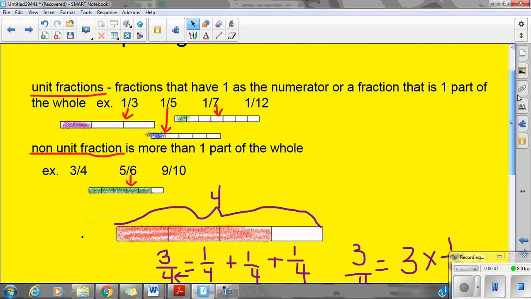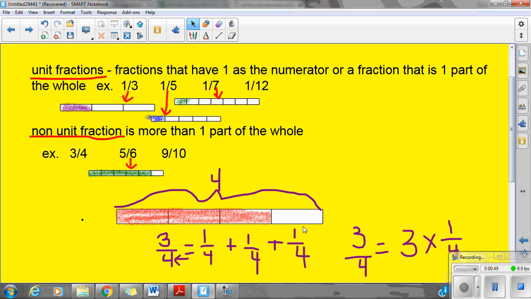So right now I have a tape diagram and it's divided into 4 parts. My whole thing is the 4 parts. Out of those 4 parts, 3 are shaded. Now, that means that I have 3/4 of a whole.